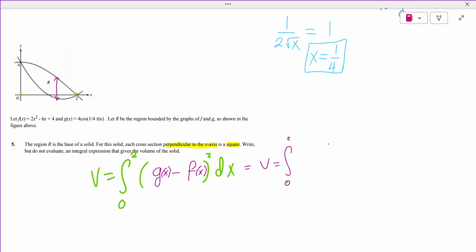So this is from 0 to 2. g of x is 4 cos of pi over 4 x, right? This is g, minus f, and f is 2x squared minus 6x plus 4, dx. This is the volume. Moving on to question 6.